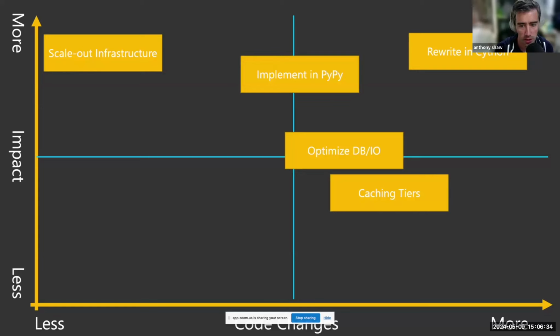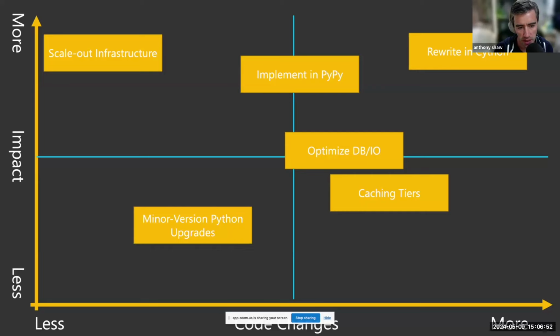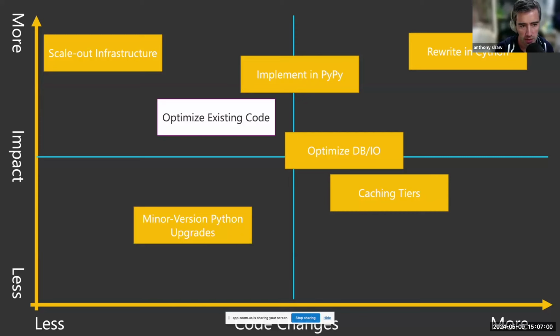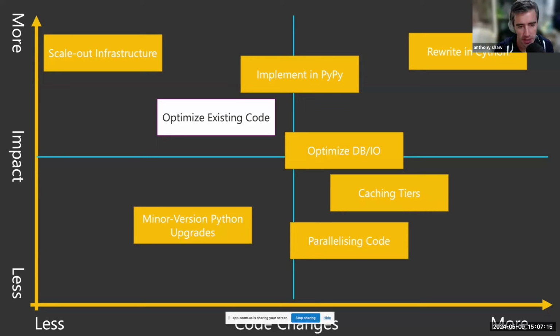2 areas that I think are particularly important are to optimize the database, to optimize I/O, and to introduce caching. These things do require code changes, but not as much as a rewrite, and the impact can still be significant. Then you've got things like minor version Python upgrades. Upgrading to the latest version of Python can often have a code performance improvement without necessarily needing to change the code. And then lastly, I think you can optimize your existing code and look at your algorithms and the implementation. You can also parallelize code where appropriate. So these are some techniques and some ways of looking at the problem.